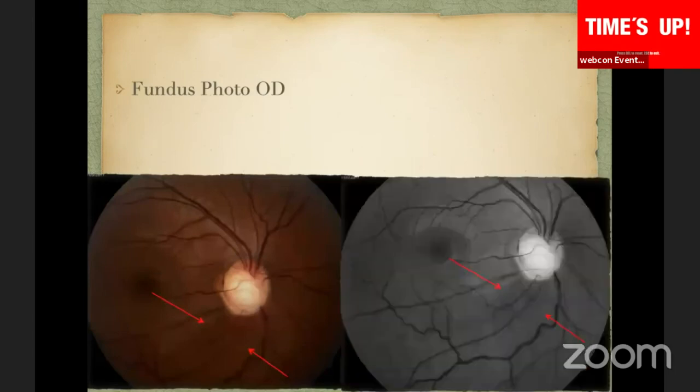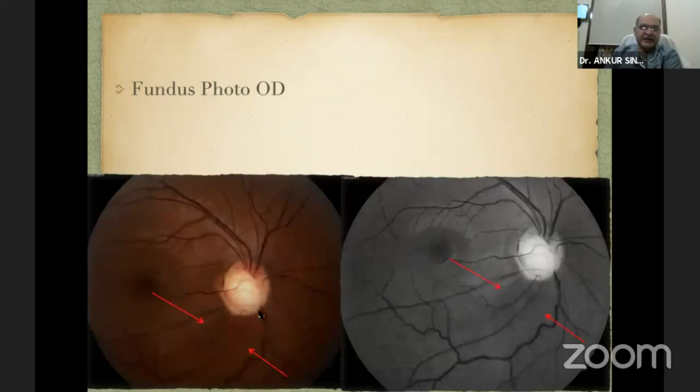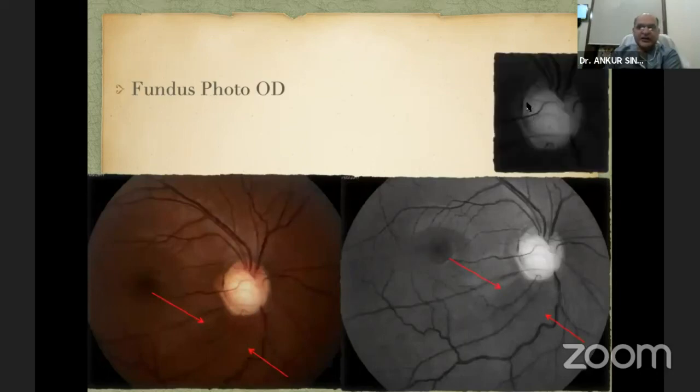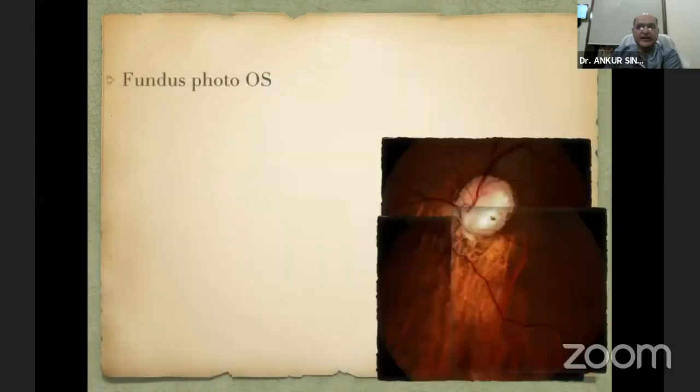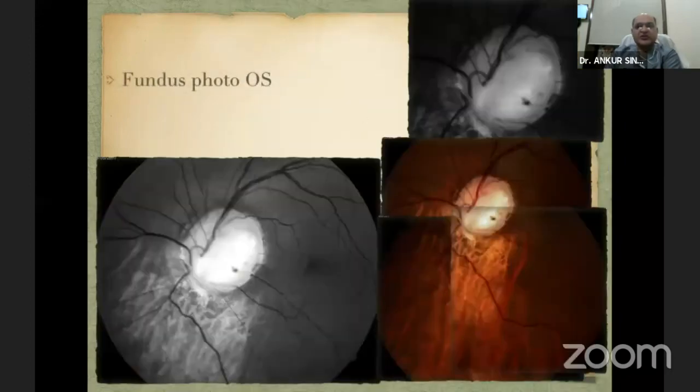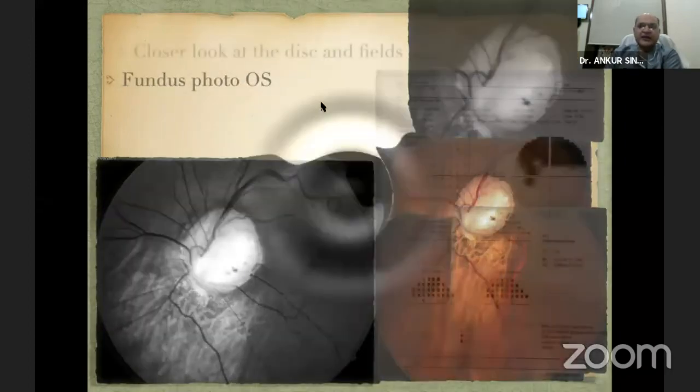Yeah. So this is the fundus photograph, which is showing you the nerve fiber layer defects here and inferior thinning of NRR. But if you look at the disc very closely, you can find the disc is grossly abnormal. And when you look at the other eye's disc, you can clearly find that the discs are absolutely abnormal. And this is probably a case of disc coloboma.